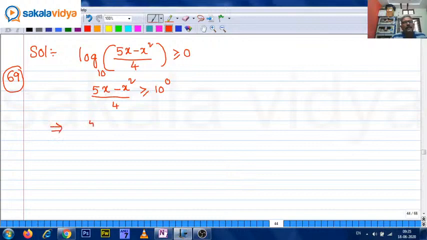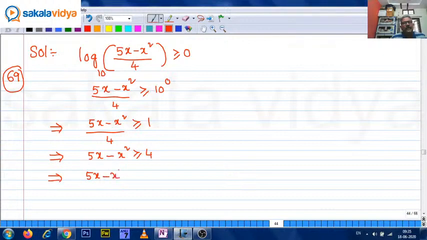That implies (5x minus x square) upon 4 greater than or equal to 1. Cross multiplication takes place. 5x minus x square greater than or equal to 4. That implies 5x minus x square minus 4 greater than or equal to 0. Multiply with the minus sign. We get x square minus 5x plus 4 greater than or equal to 0. So now we need to solve it.